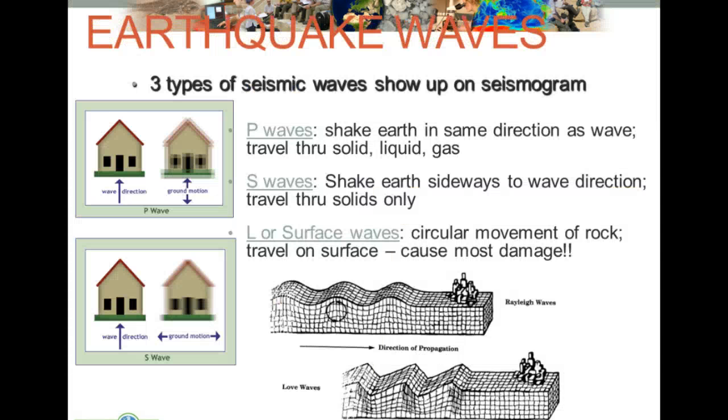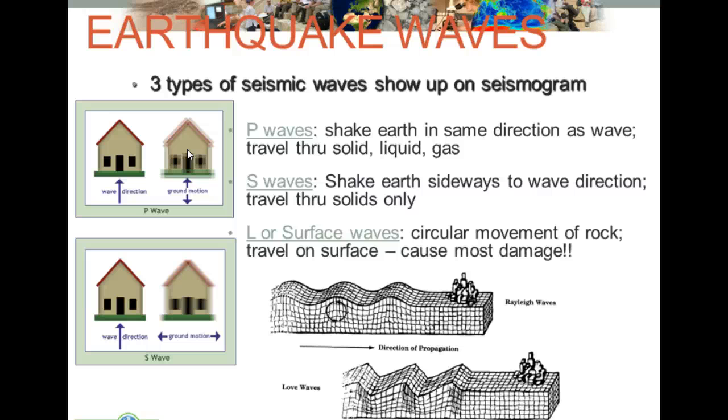So here's a really good look at each kind of wave and its action, just as a review. Remember that P waves shake the earth in the same direction as the wave, as you can see here in this picture. So they're the back and forth motion in the same direction as the wave. You might want to jot that down as well.